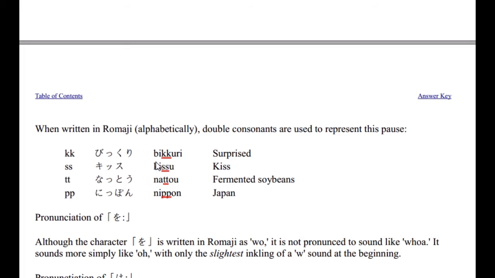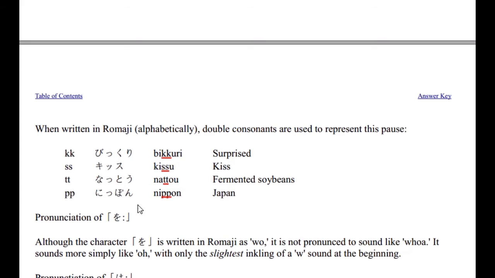So we have bikkuri or kissu. So this double S represents this little pause right here. Natto, nippon. So whenever you see the double consonants, you'll know you have to pause. But don't get too used to reading Romaji. You should really try to focus on learning to read Hiragana and Katakana. But when you see the small tsu character, just know it represents a pause. So we have bikkuri, kissu, natto, nippon.